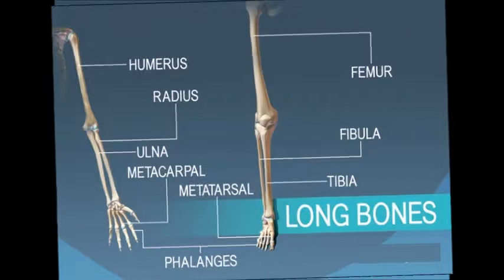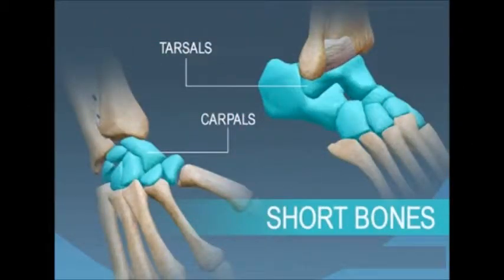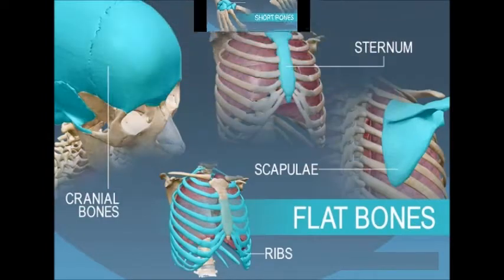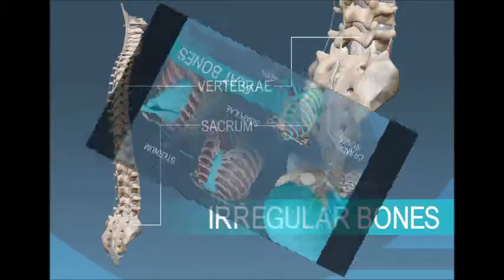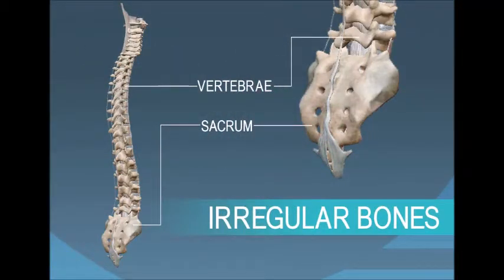Second one, short bones. This includes wrist and ankle bones. Third one, flat bones. Example, cranial bones protecting the brain, the sternum and the ribs protecting the organs in the thorax, and the scapulas. Fourth one, irregular bones. Such bones include the vertebrae and certain facial bones.